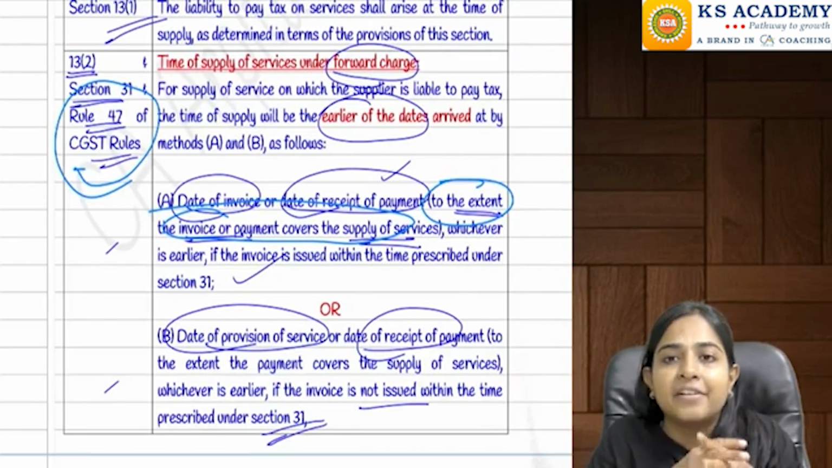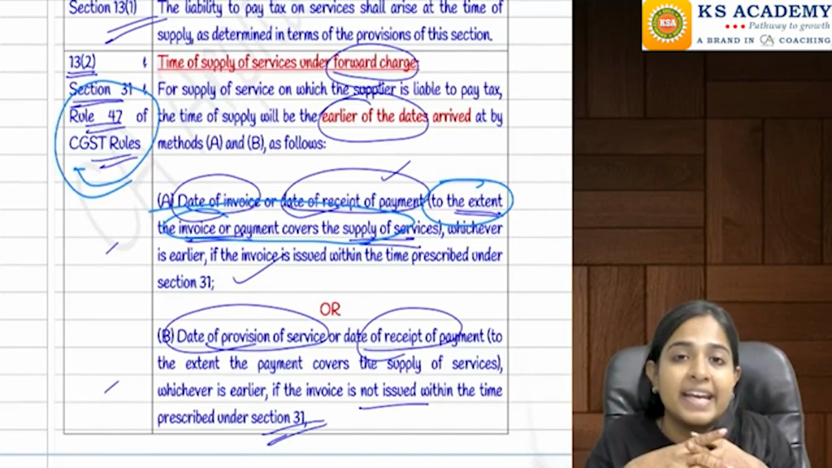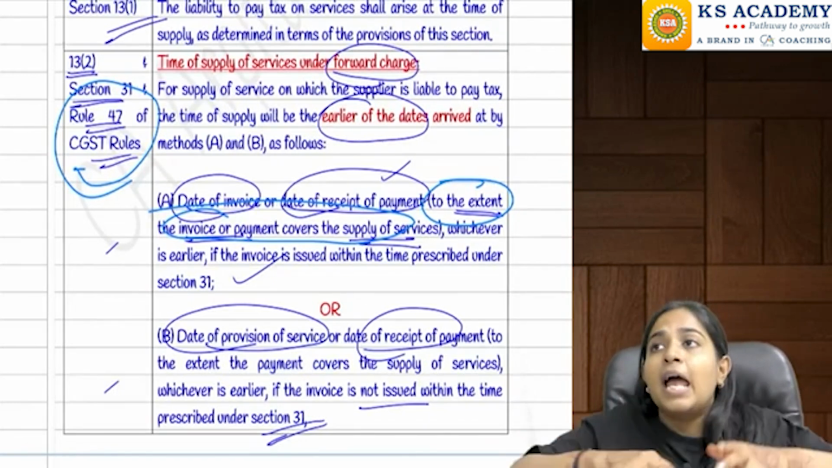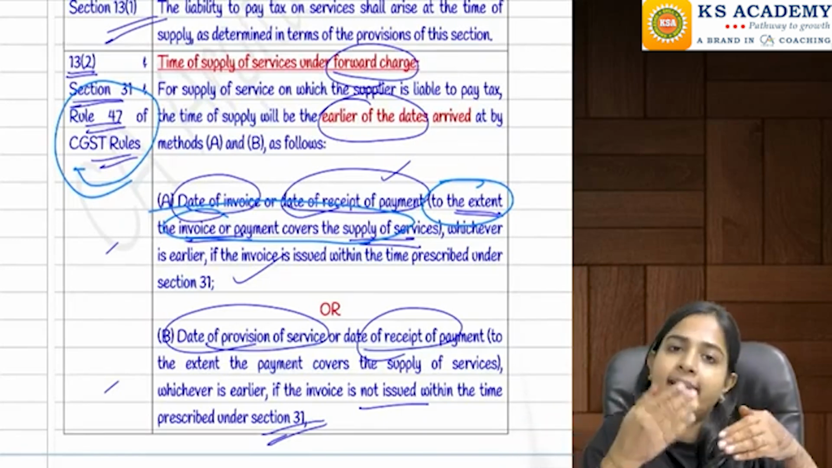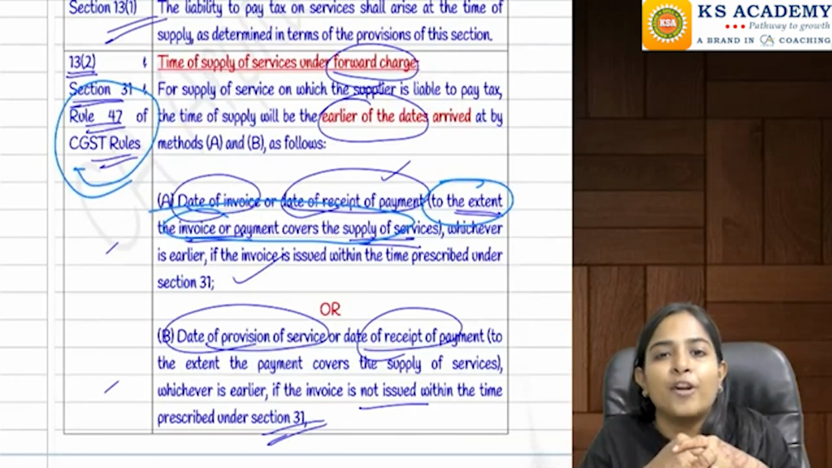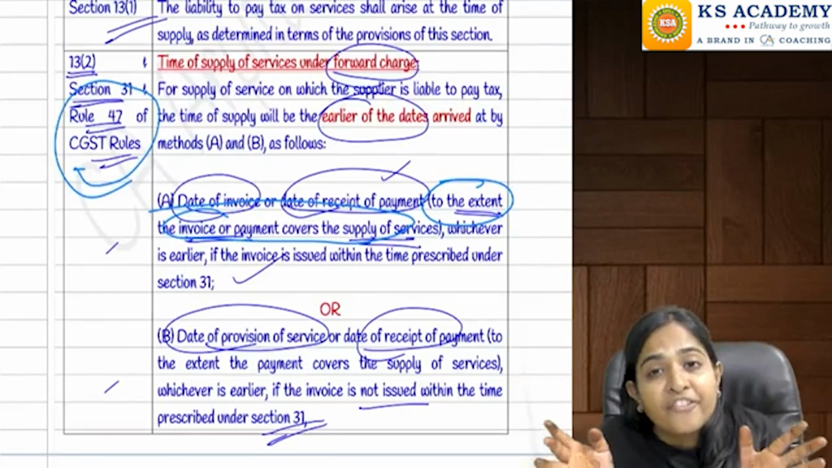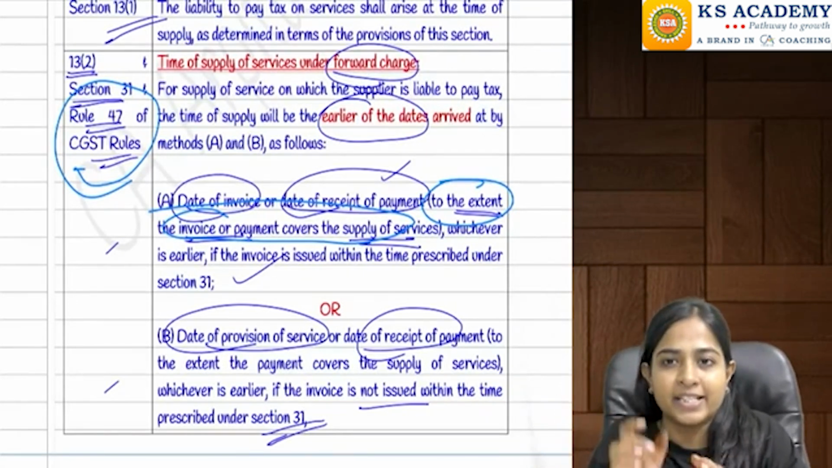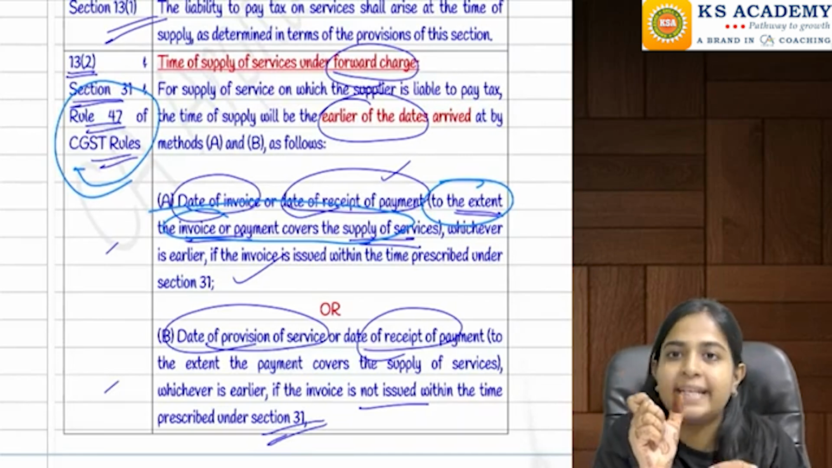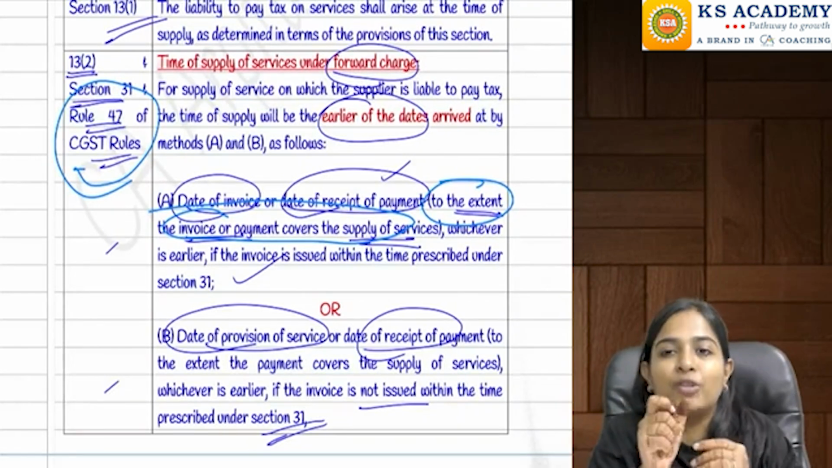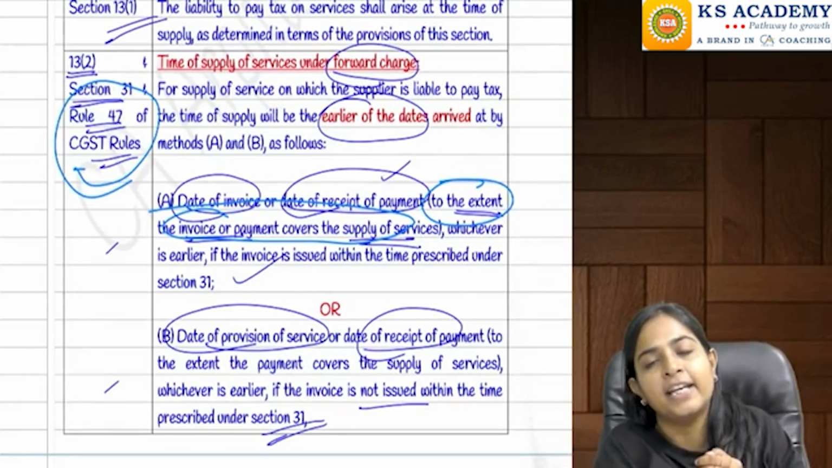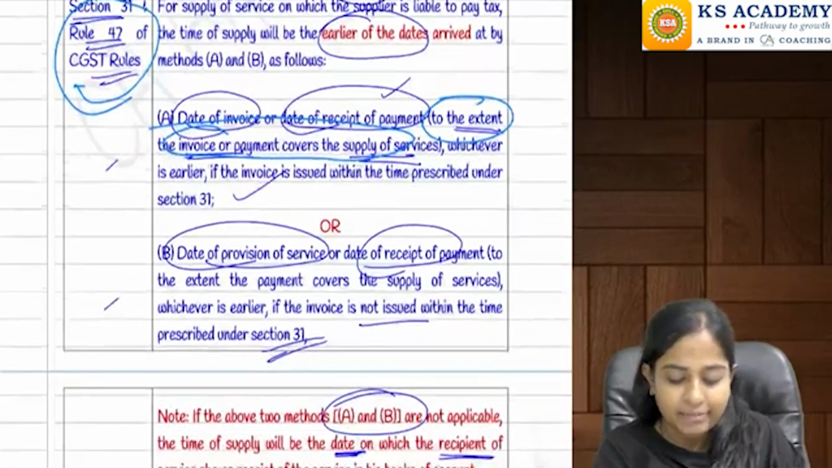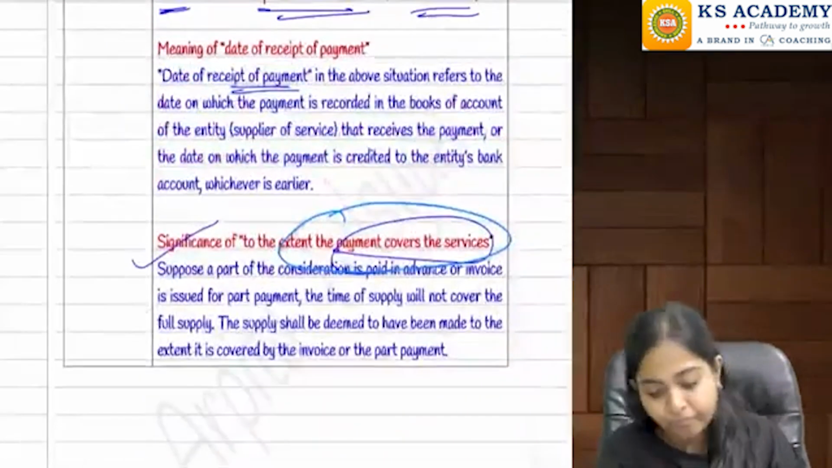Let's say we had entered into an agreement for 100 kgs of a particular material. But as of now, I have supplied you only 80 kgs and you have also made the payment only for 80 kgs. Then there will be 2 different types of supply. One will be for 80 kgs, another one will be for 20 kgs. So only to that extent, for whatever we have issued the invoice. Suppose I have issued the invoice for 80 kgs, then time of supply will be calculated only for 80 kgs. Okay, same thing is applicable here also.